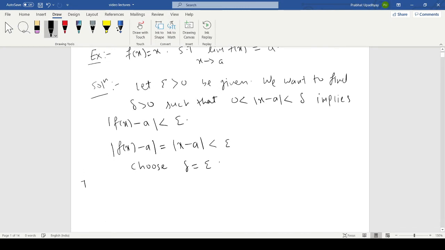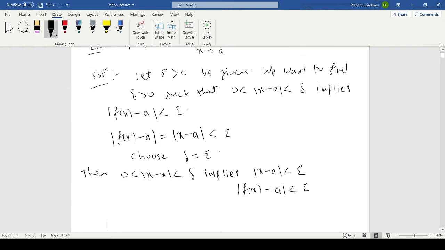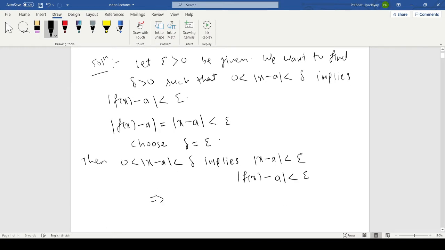If I do this, then 0 less than mod x minus a less than delta will imply mod x minus a is less than epsilon. But mod x minus a is mod of f(x) minus a, and this is less than epsilon. That means limit of f(x) as x tends to a is a.